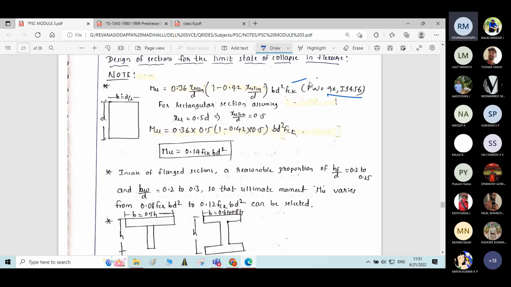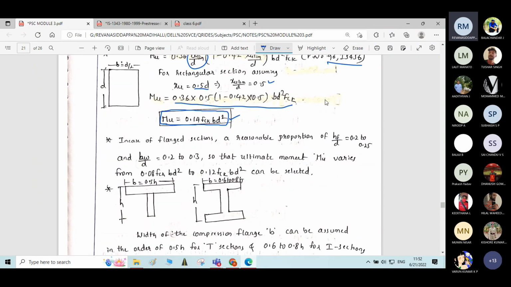I have copied the same formula which is there on page number 96 of IS 456. Usually for designing a rectangular section, we will assume depth of neutral axis as 50% of effective depth, that is 0.5 d. If you bring this d to the LHS, xu limit by d becomes 0.5. Wherever xu limit by d is there, if you substitute 0.5, here I have substituted in this step. After further simplification, you will get the formula for Mu, that is 0.14 fck b d square. You need to remember this formula, students. For designing a rectangular section, Mu is equal to 0.14 fck b d square.